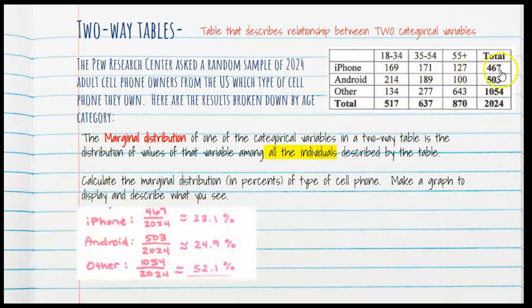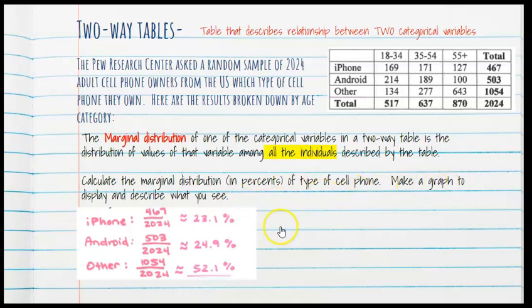For iPhone, the total was 467 out of 2024, giving me approximately 23.1%. Android, 503 divided by the table total gives me 24.9%. And then other would be 1,054 over 2024, 52.1%. All right, so that's finding the marginal distributions of the cell phones.